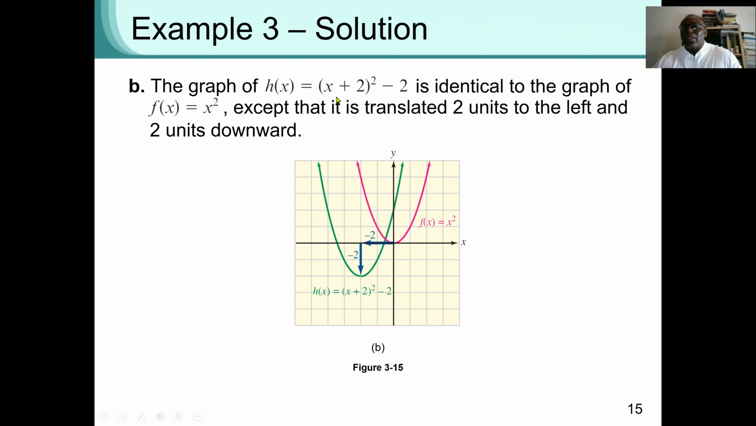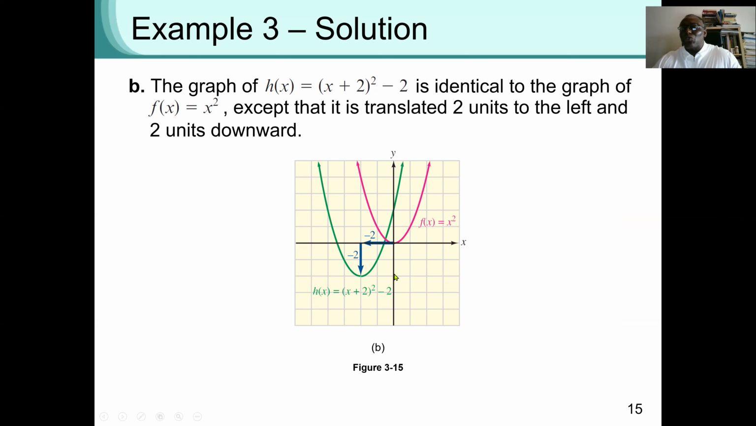Now, the next question said we should graph (x plus 2) squared minus 2. The first thing we're going to do is to graph h at x equal to x squared. That would be a parabola. And since it's only x squared, the coefficient is positive, so it will open upward. And the lowest point will be at the origin. But we have plus 2. Plus 2 means we have to shift to the left twice. So we move twice to the left. Then minus 2 means we have to shift downward twice.